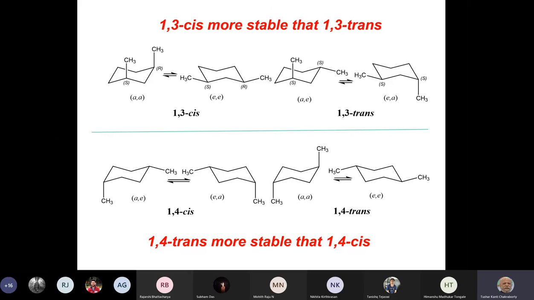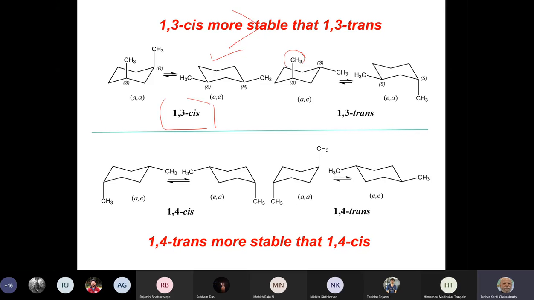We then took some examples of 1,3 dimethyl. In the case of cis, you can only have this one, which is diequatorial. In the case of 1,3 trans, you can have one methyl axial and one methyl equatorial, and this axial methyl will have a 1,3 diaxial interaction. So 1,3 cis is more stable than 1,3 trans.